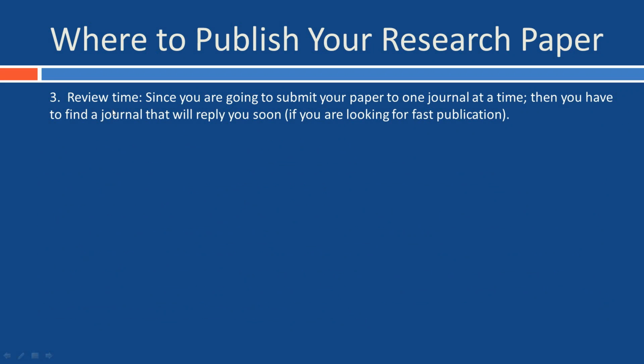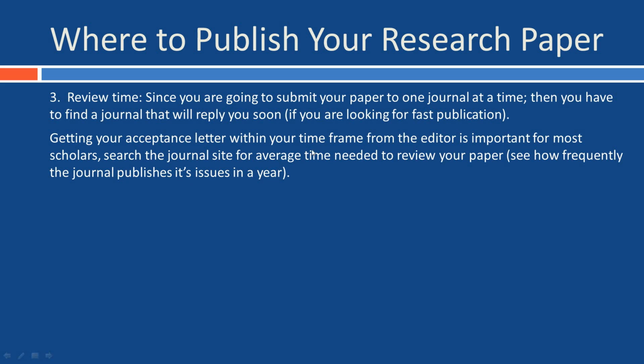Number 3. Review time. Since you are going to submit your paper to one journal at a time, you have to find a journal that will reply to you soon. If you are looking for fast publication, you will have to find a journal that will reply earlier. Getting your acceptance letter within your time frame from the editor is most important for most scholars. For example, PhD scholars want their paper to be accepted soon. So you have to search the journal site for the average time needed to review your paper. You have to see how frequently the journal publishes its issues in a year.